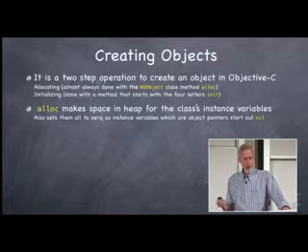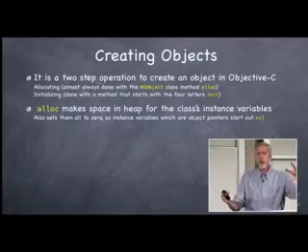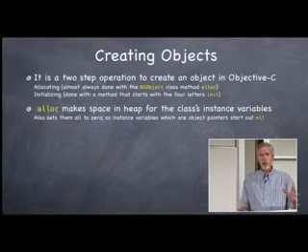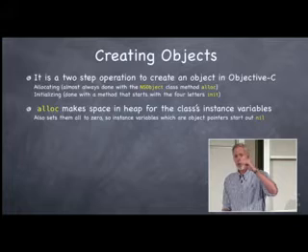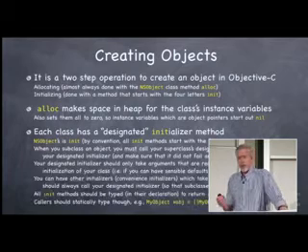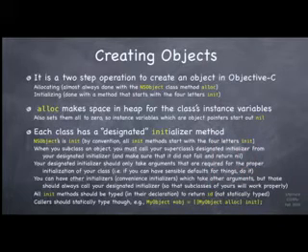Like I say, alloc makes space in the heap that's big enough to include all this class's variables, and it sets them all to 0. So if you have any ints in there, they're 0. If you have any object pointers in there, they're nil. Now, I put a lot of text up here because I want you to be able to go back and refer to this later.